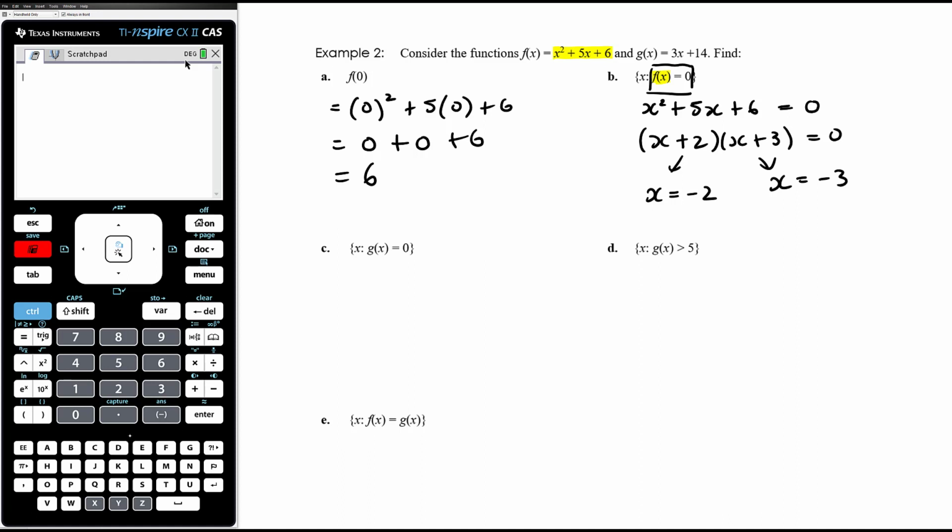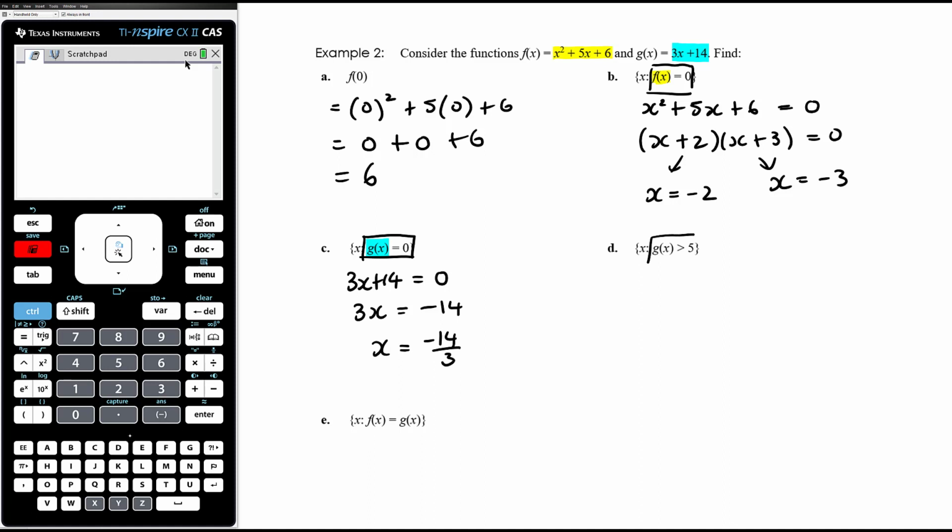In part C, again, let's ignore this notation. Essentially it means find x, where g of x is equal to 0. Okay, so let's focus on g of x. G of x is equal to that, and so therefore that has to be equal to 0. 3x plus 14, which is g of x, has to equal 0. So we want to find x. 3x is negative 14. X is negative 14 on 3.